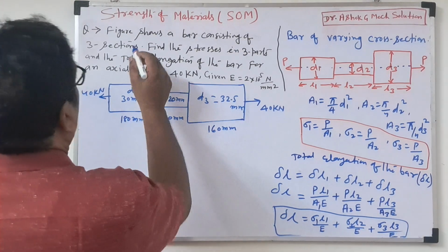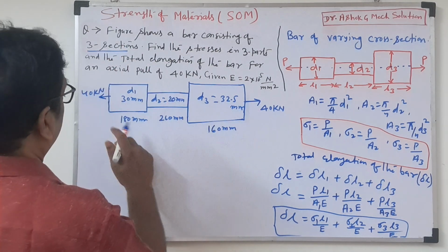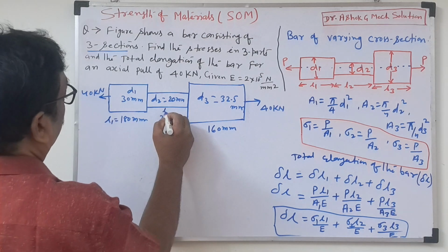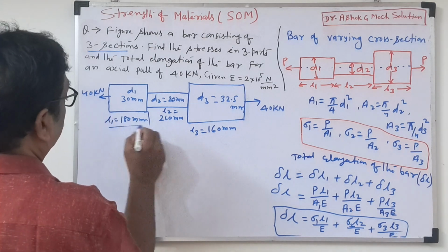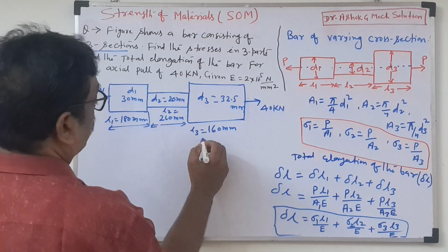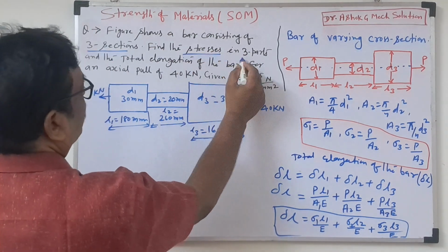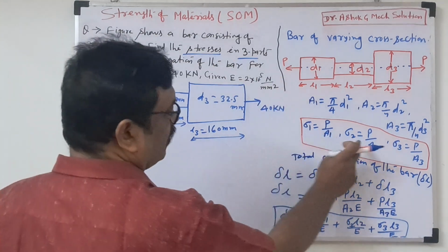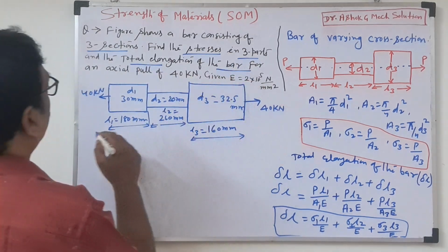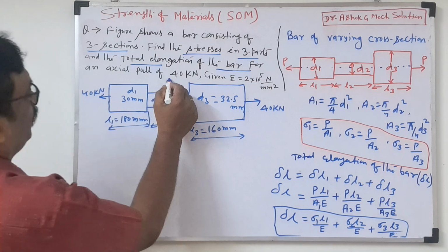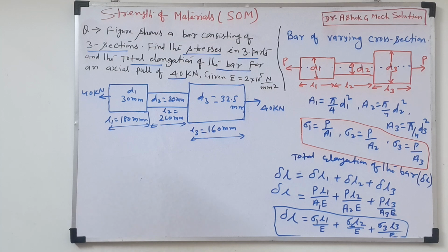Now what are they asking here? In the figure, the bar consists of 3 sections. How many sections? 1, 2, 3. So D1, D2, D3, 3 sections. Then you can write this is L1, this is L2, this is L3. These are the 3 dimensions they gave. Find the stresses in the 3 sections. That means we have to find sigma 1, sigma 2, sigma 3 here, and the total elongation of the bar. The axial pull P they gave as 40, and E is given the same for each block.